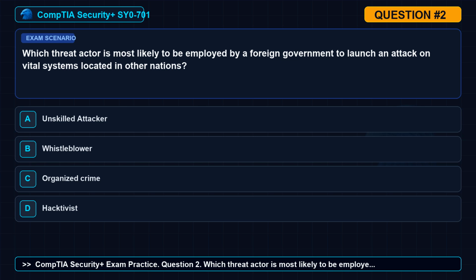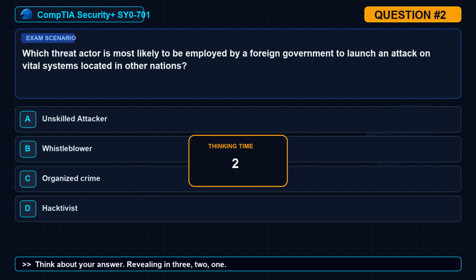Question 2. Which threat actor is most likely to be employed by a foreign government to launch an attack on vital systems located in other nations? Here are the options. Option A, unskilled attacker. Option B, whistleblower. Option C, organized crime. Option D, hacktivist. Think about your answer. Revealing in 3, 2, 1.